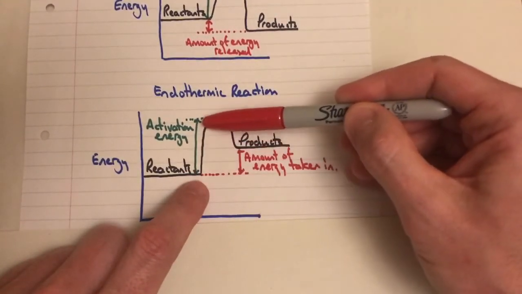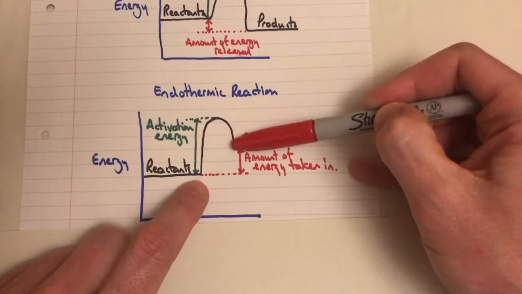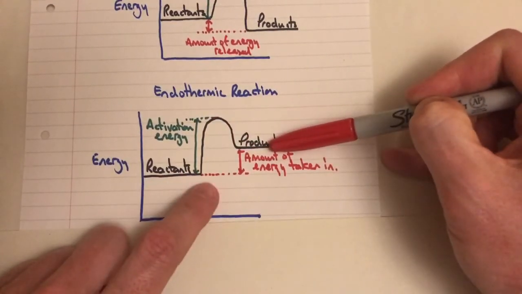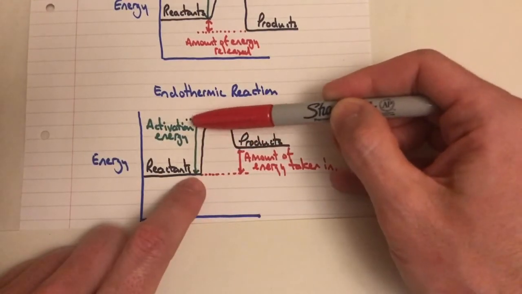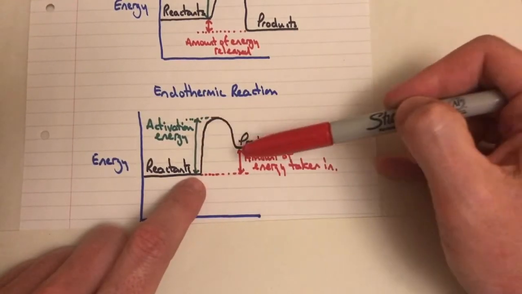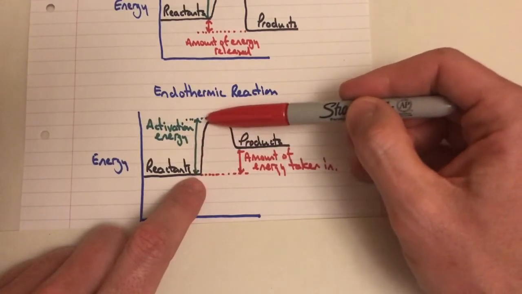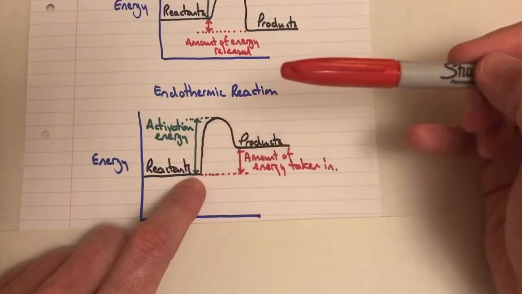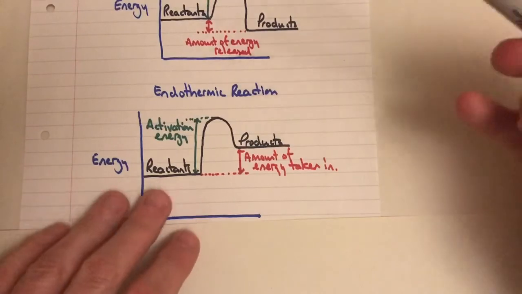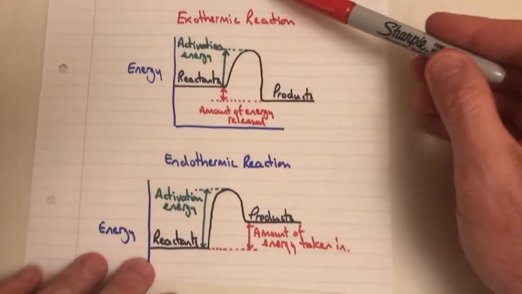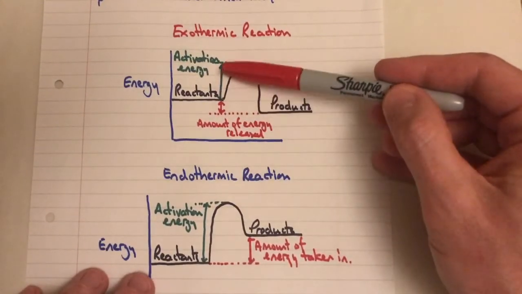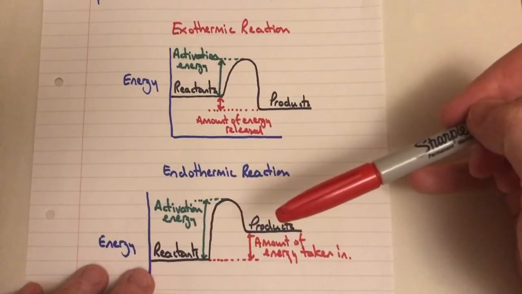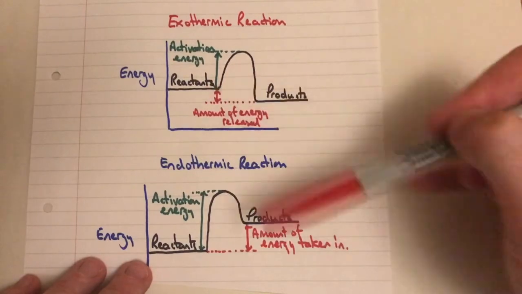Here's my activation energy bump. This is what we've got to get over in order for the reactants to form the products. And again, we can mark it off from here to the top of this bump as a measure of the activation energy. And if particles don't have this, they're not going to react. They'll just come back down and stay as reactants. So here the key things are understanding what is meant by activation energy, and then being able to identify where the activation energy is on a particular energy diagram like we've got here.